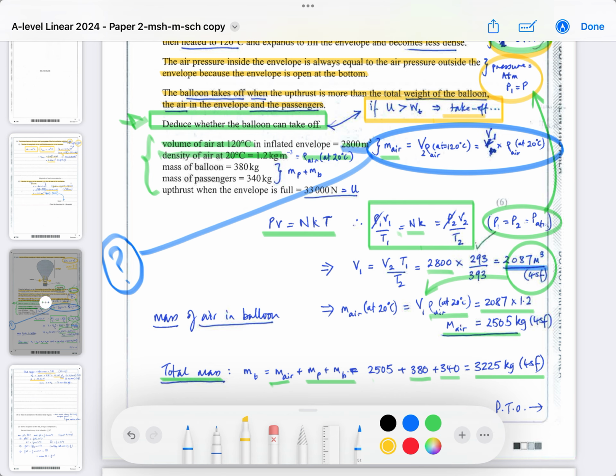Upthrust is given to us. It's such a long time ago since I did it. So they've given you the upthrust. I was wondering if I'd missed a thing. So the upthrust is given to us.